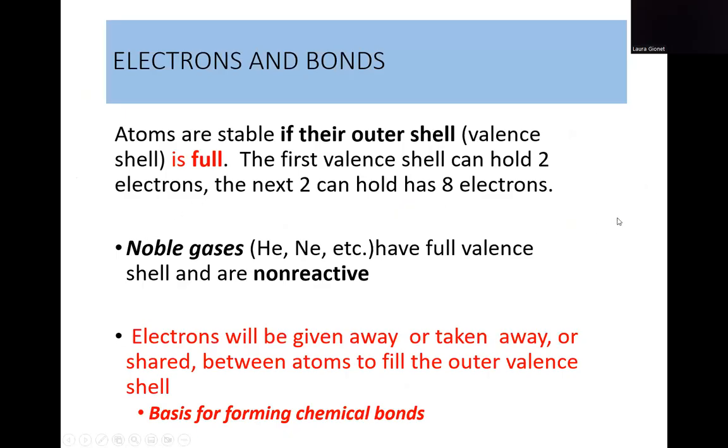So electrons and bonds. Atoms are stable if their outer valence shell is full. The first valence shell can hold 2 electrons, and the next 2 levels can each hold 8. Noble gases have a full valence shell and are non-reactive. So once that valence shell is complete, that element is not going to react with anyone.